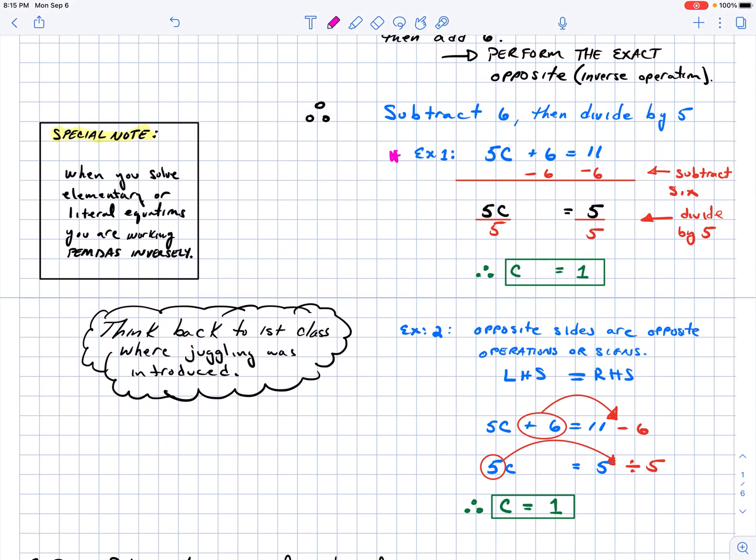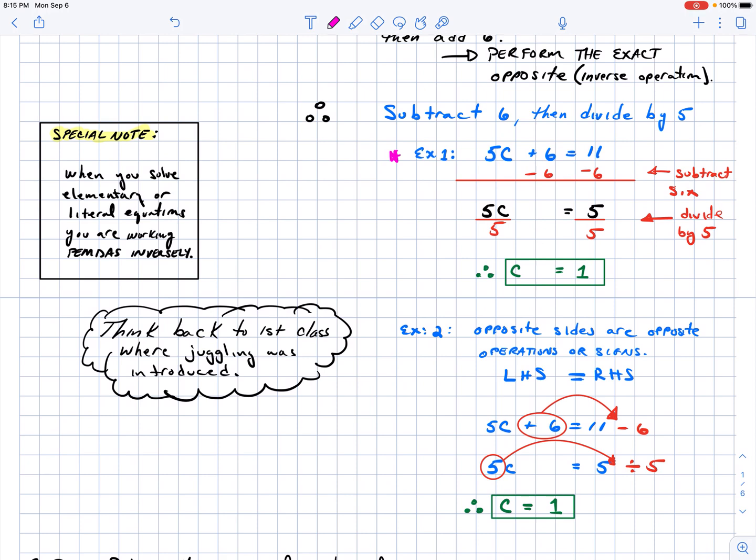Well, I realized the positive 6 was on the left, so I jumped over the little juggle and I subtracted 6. Or another way to look at it is positive 6 on the left is negative 6 on the right. And you have 11 positives and 6 negatives, so you have 5, which is what we have indicated in blue below.